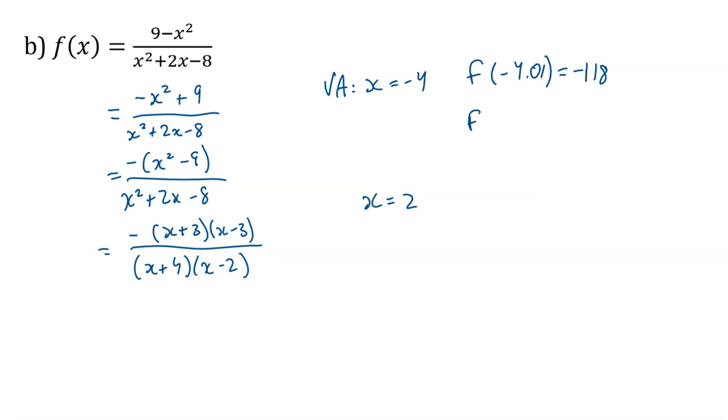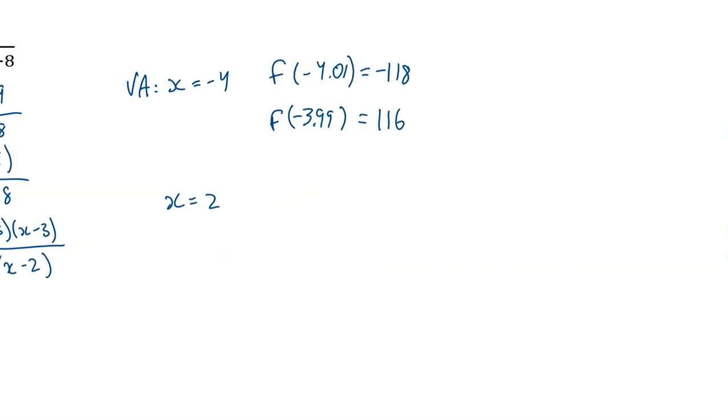And what is a number just to the right of -4, but very close to -4? -3.99. Nice. And turns out that gives us 116. So we're only doing one test for each. And then I say, as x approaches -4 from the left, where does y go? And as x approaches -4 from the right, where does y go?